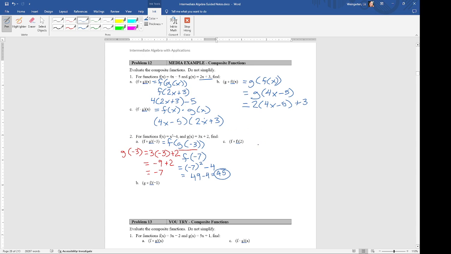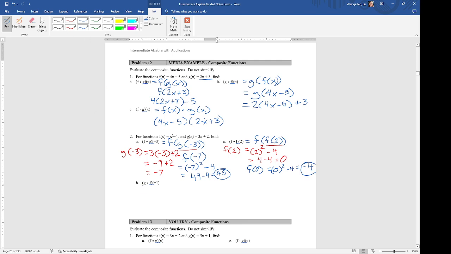f of f of 2. I'm going to rewrite that. You can make a composite function with the function itself. This is definitely possible. So I'm going to figure out what f of 2 is. So I'm going to take my 2 in parentheses and square it and subtract 4. And we get 0. So now I'm going to put the 0 because f of 2 is equal to 0. I'm plugging that in for f of 2. Zero squared minus 4 gives us a negative 4. And that is our answer.